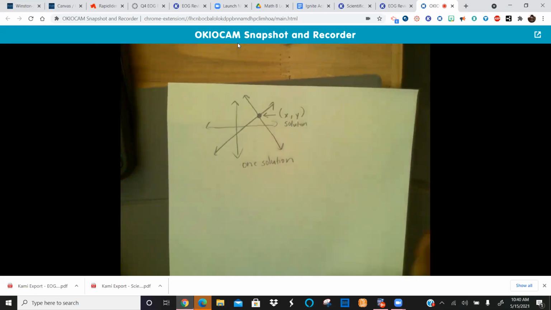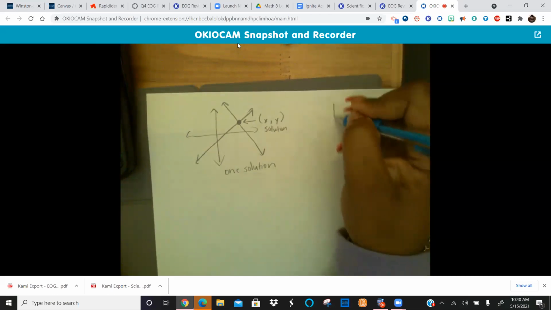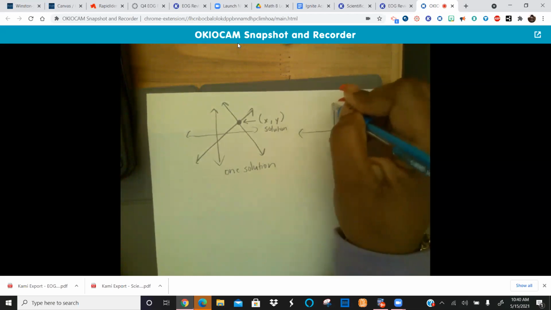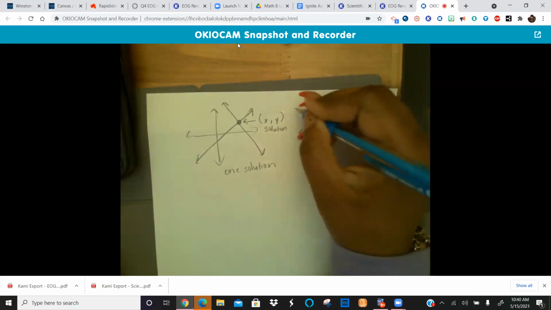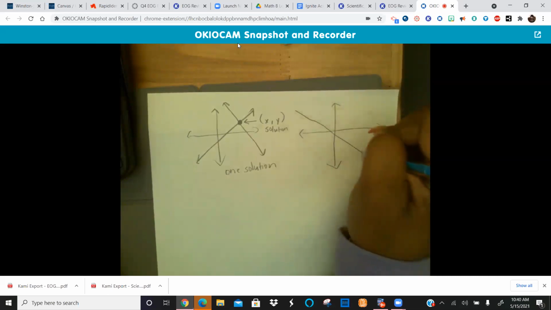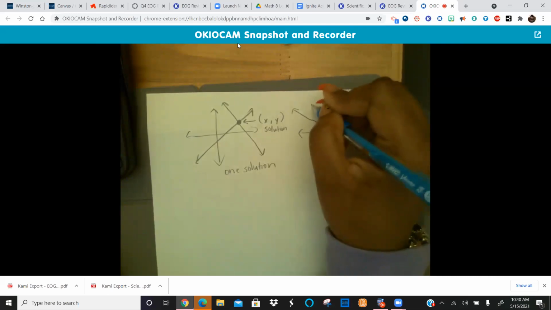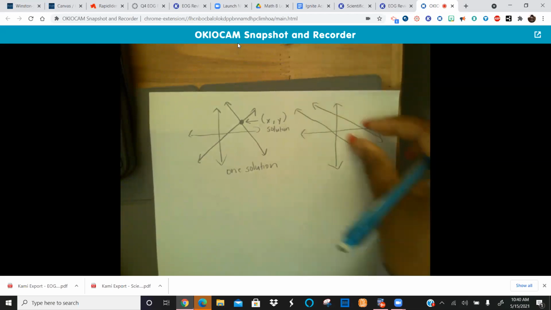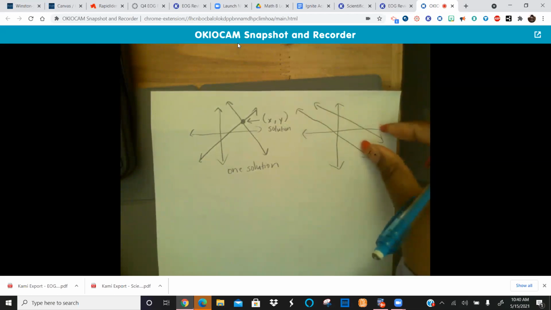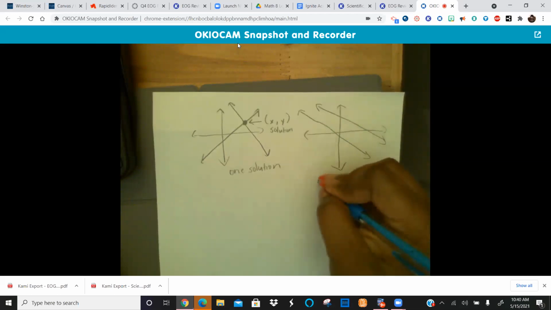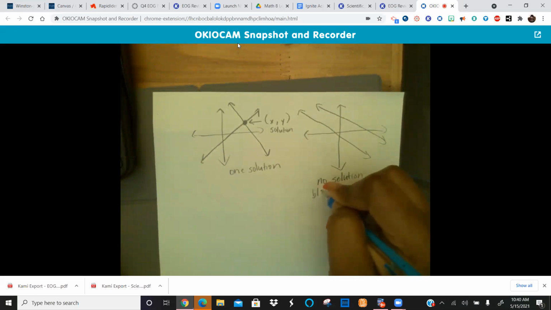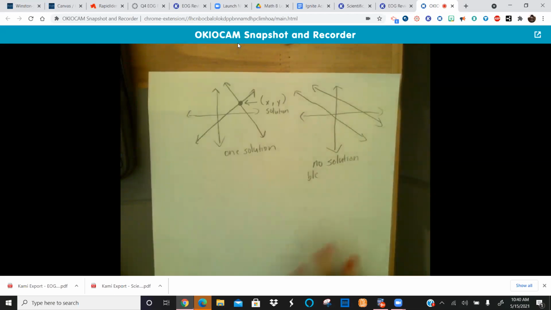Okay. Let's do another kind. If you happen to graph the lines, and you got one line here, and you got another line here, and they're parallel, this is no solution. If they're parallel, it's no solution because they don't share any points. They're never going to cross.